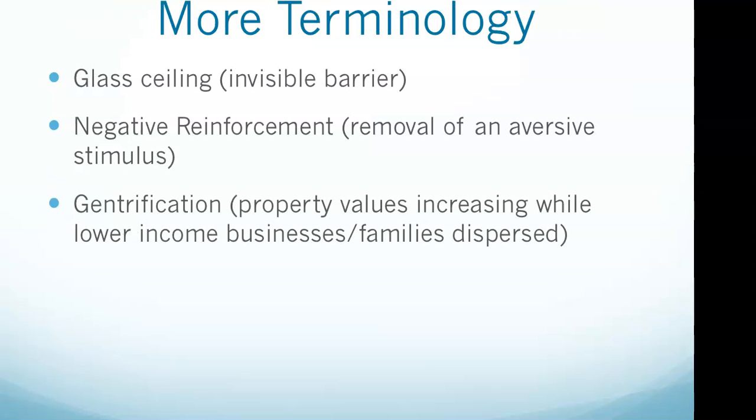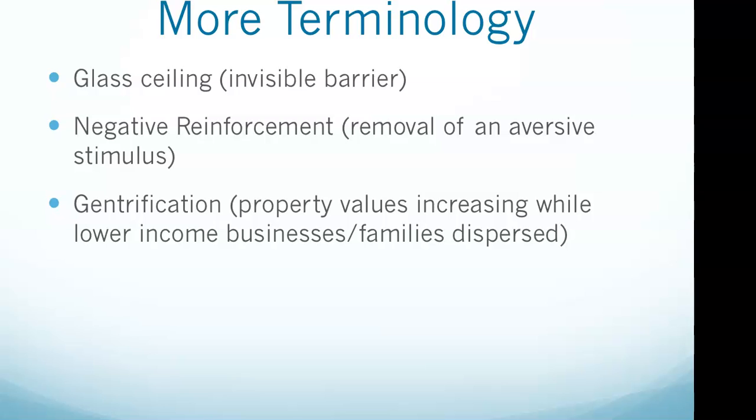Okay, and then we got three more terms here. Glass ceiling is an invisible barrier that keeps a given demographic, which is usually women, from rising beyond a certain level in a hierarchy. The metaphor was first coined by feminists in reference to the barriers in the careers of high-achieving women.